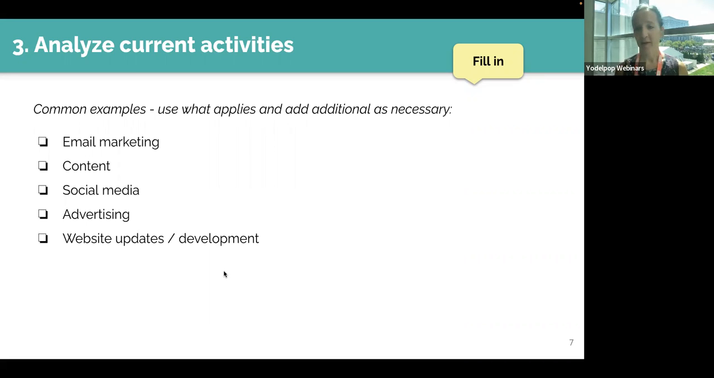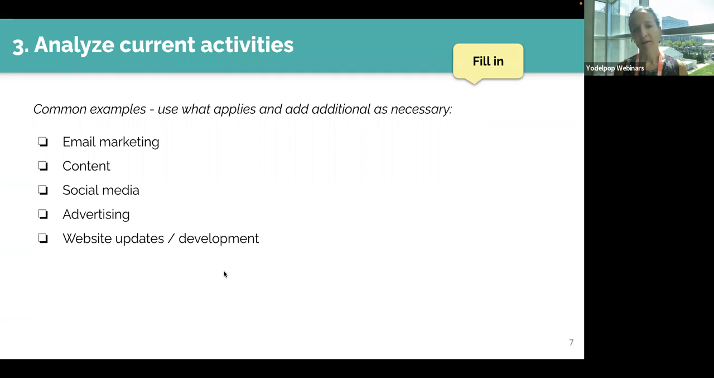Advertising. Are we taking out paid ads, whether it be pay-per-click, social media advertising, YouTube advertising? Are we investing in advertising and expecting that to contribute to our bottom line when it comes to membership? Website updates and development. Do we just do a big brand new website in the hopes that it would help us meet our membership goal for the year?